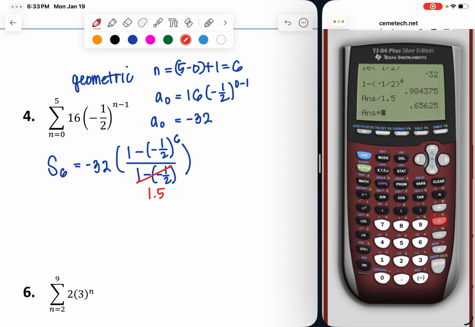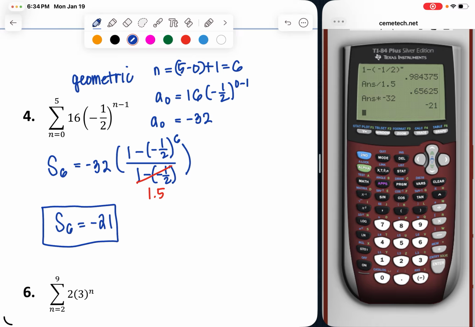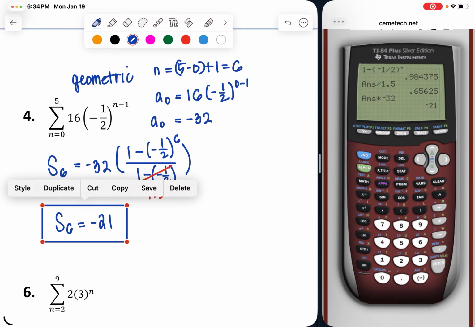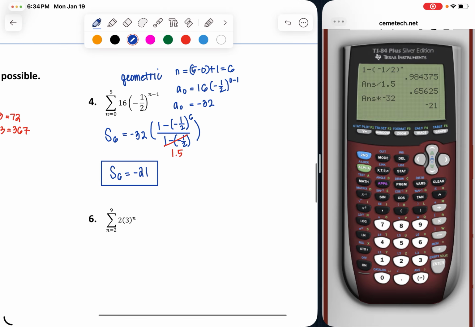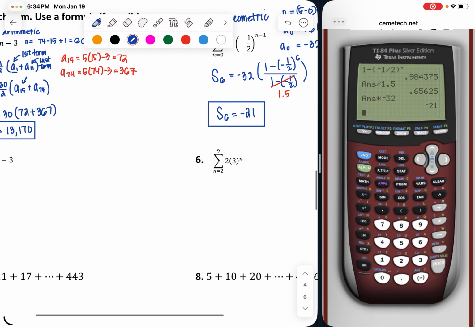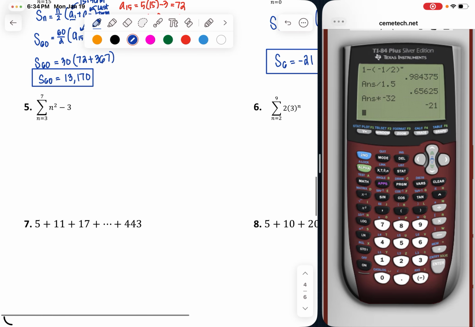And now I need to multiply by negative 32. Enter. And I get negative 21. Wow, I wasn't expecting that answer, but it's okay. S sub 6 is equal to negative 21. Well, the first term is negative 32. Yeah, and you're only taking half of it, or negative 1/2 of it, so that's not a crazy answer. Okay. All right, let's keep going here.